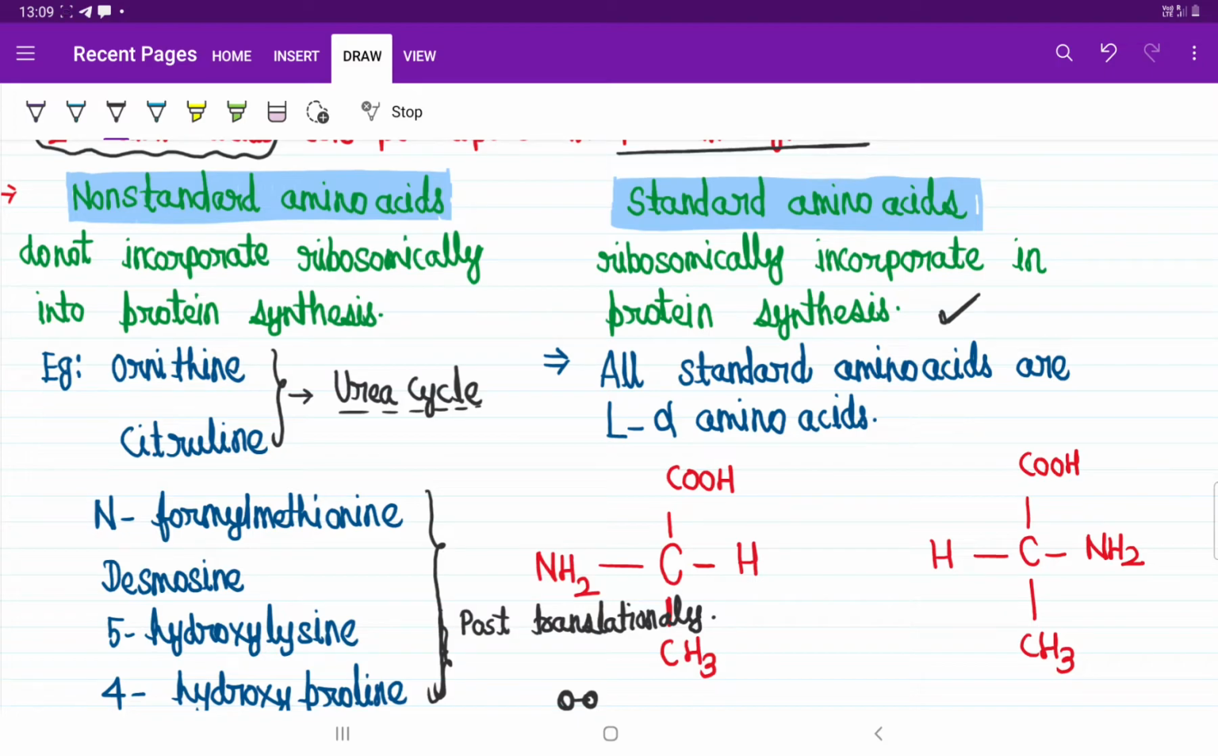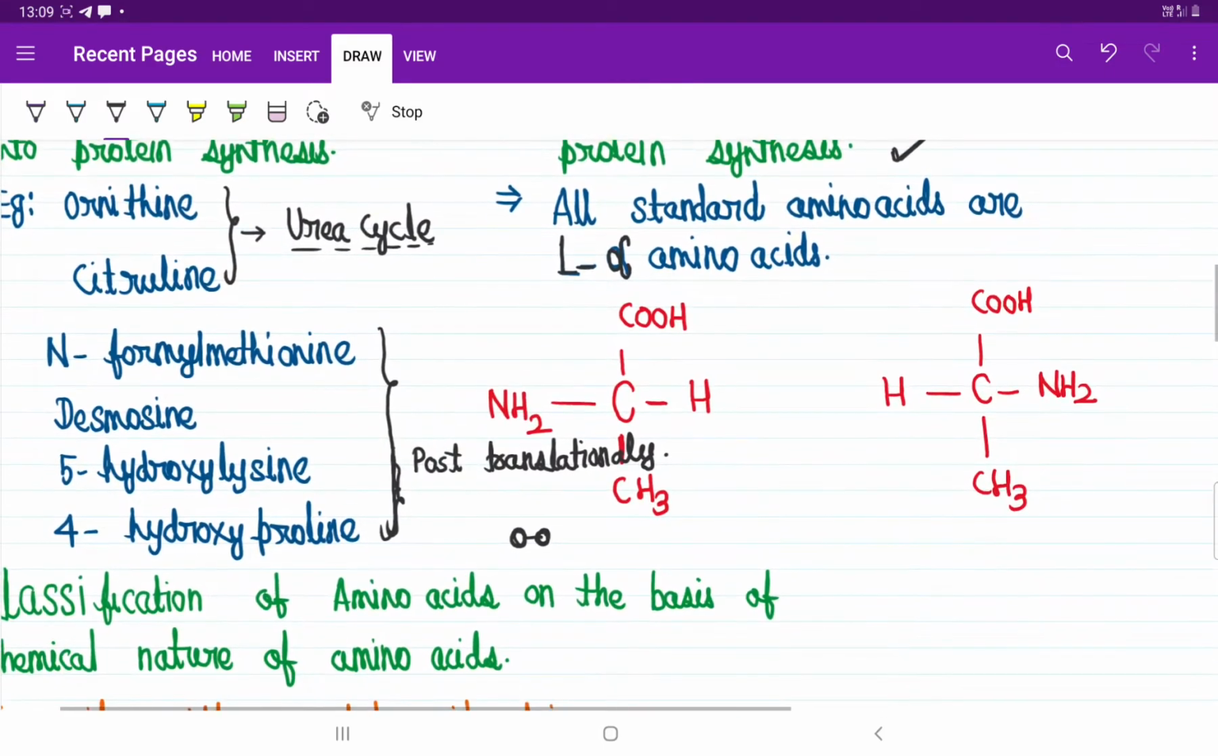Now come to standard amino acids. See, all standard amino acids are alpha amino acids, and they are L alpha amino acids. We have 22 standard amino acids, and they are all L alpha amino acids. Now you may ask, sir, what is this L amino acid and D amino acid?